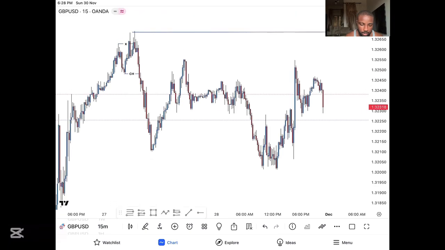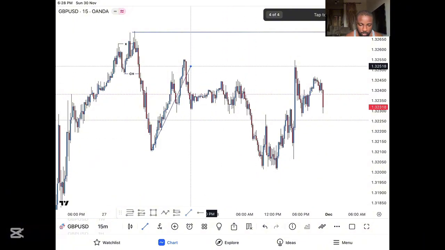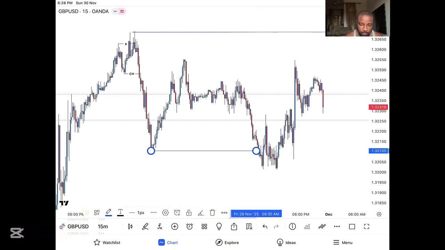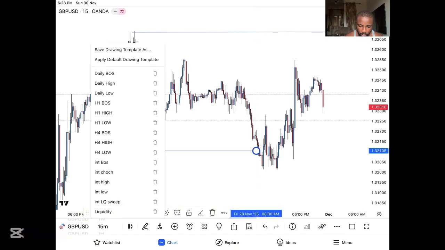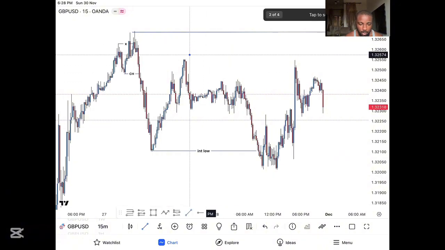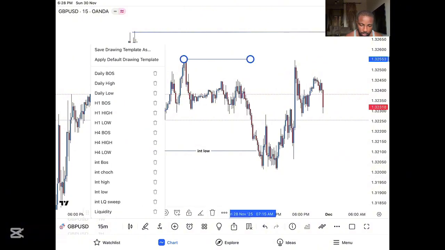Now this is our low. That is the lowest price got to before this pullback. So that's our low, right? Internal low. Then this is our high. There's the highest point price got to before breaking structure. That's our high. Internal high.